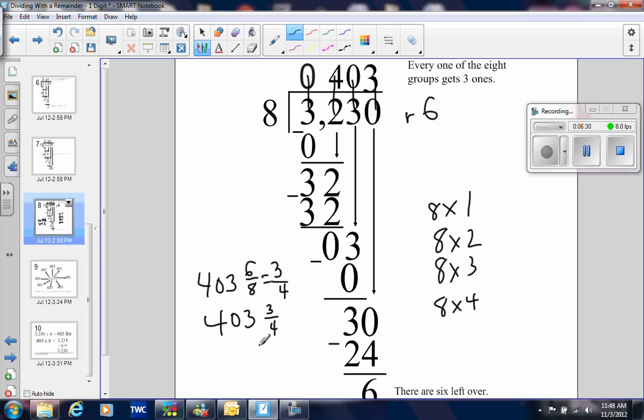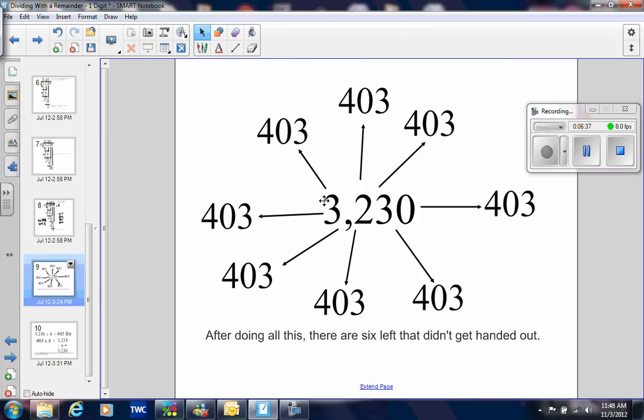Alright. A picture of this then. It's right here. Start with 3,230 and divide it up into 8 groups, and they all have the same amount, 403. After doing all of this, there are 6 left that didn't get handed out. So that's the remainder of 6.